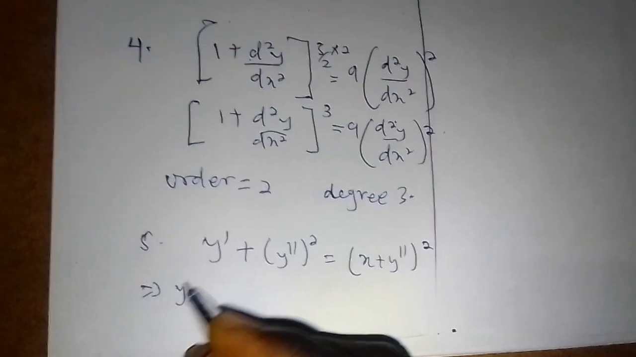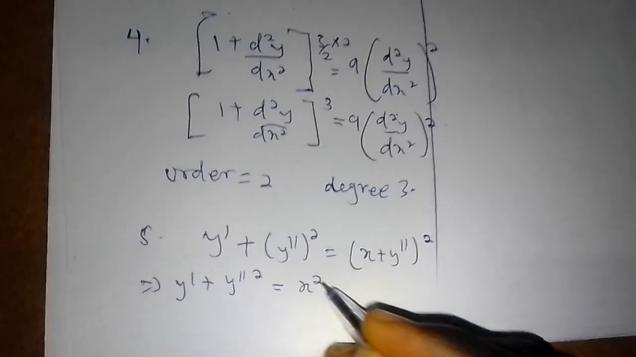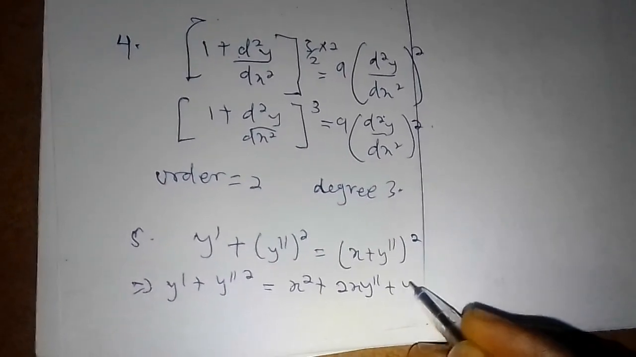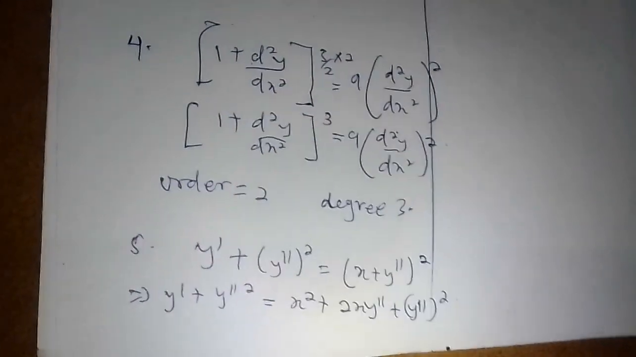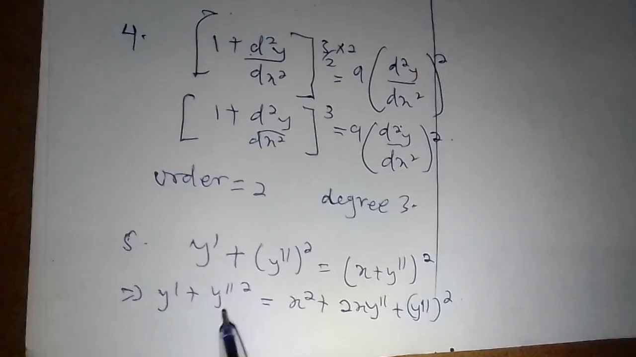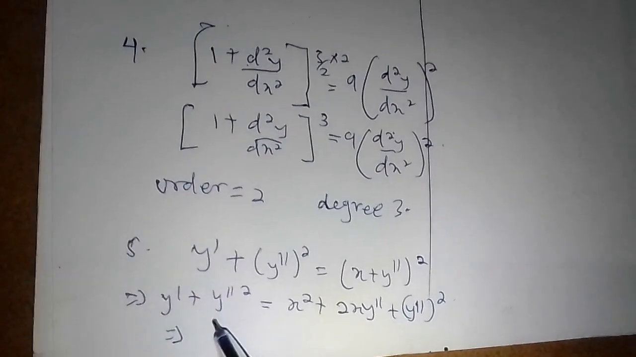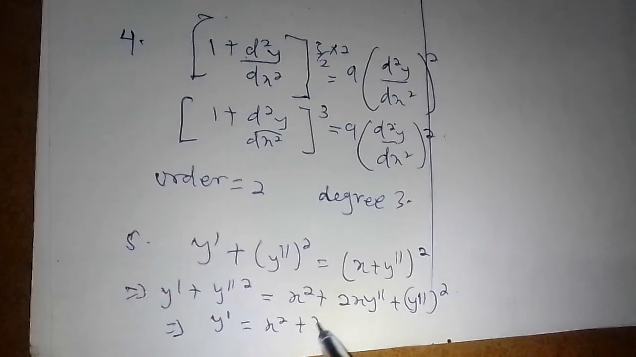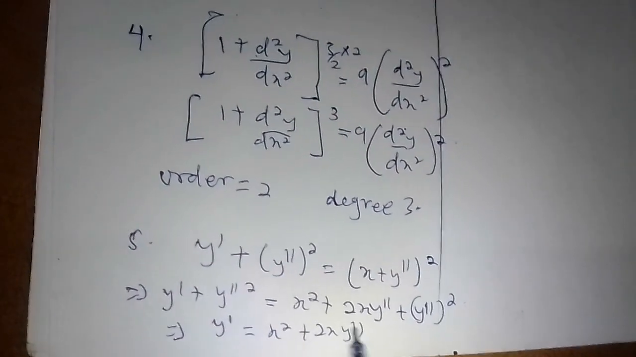This will give us (y' + y'') squared equal to x squared plus 2x y'' plus y'' also squared. Now at this point we can see that this y'' and this y'' squared are the same, so they are going to cancel out. We'll be left with y' equal to x squared plus 2x y''. What does that tell you? Now the highest derivative is y'', meaning the order is 2.